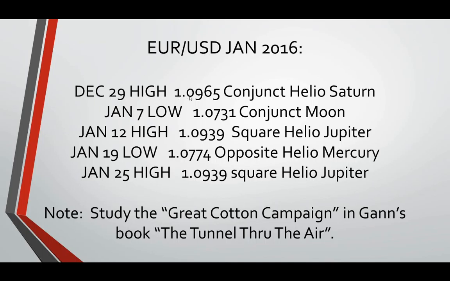Euro-US dollar, January 2016. December 29 high, 1.0965 conjunct Helio-Saturn. January 7 low, 1.0731 conjunct Moon. January 12th high, 1.0939 square heliocentric Jupiter. January 19 low, 1.0774 opposite Helio-Mercury. January 25th high, 1.0939 square heliocentric Jupiter.